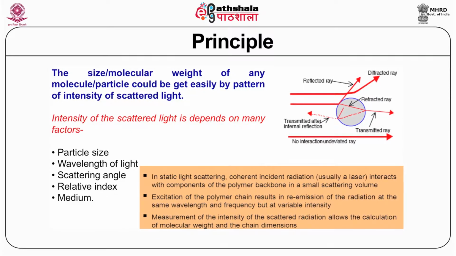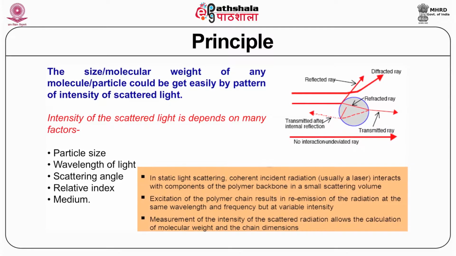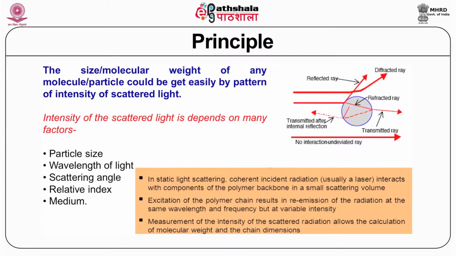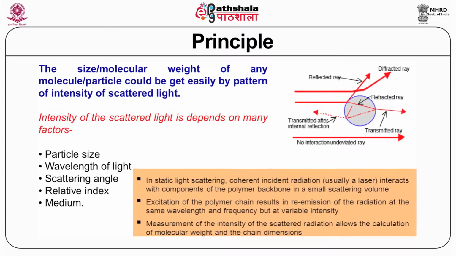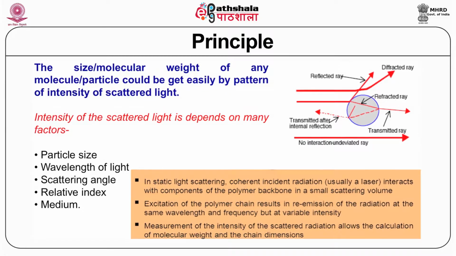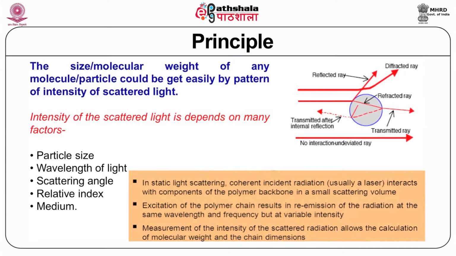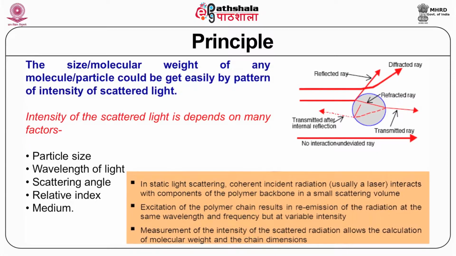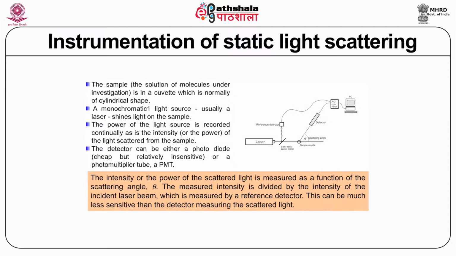So, in static light scattering, coherent incident radiation, usually a laser, interacts with the components of the polymer backbone in a small scattering volume, and the excitation of the polymer chain results in the re-emission of the radiation at the same wavelength and frequency, but with a variable intensity. So, measurement of the intensity of the scattered radiation allows the calculation of molecular weight and chain dimensions. Now, we discuss the instrumentation of static light scattering.